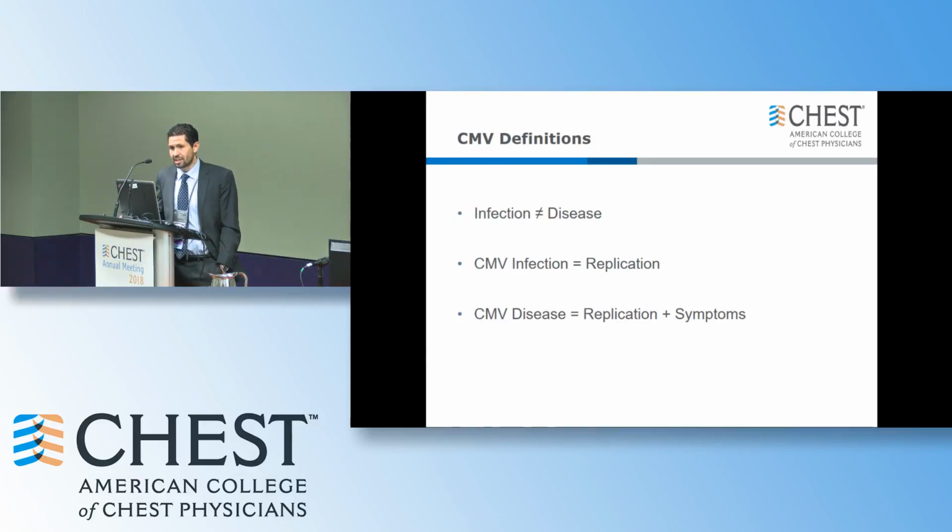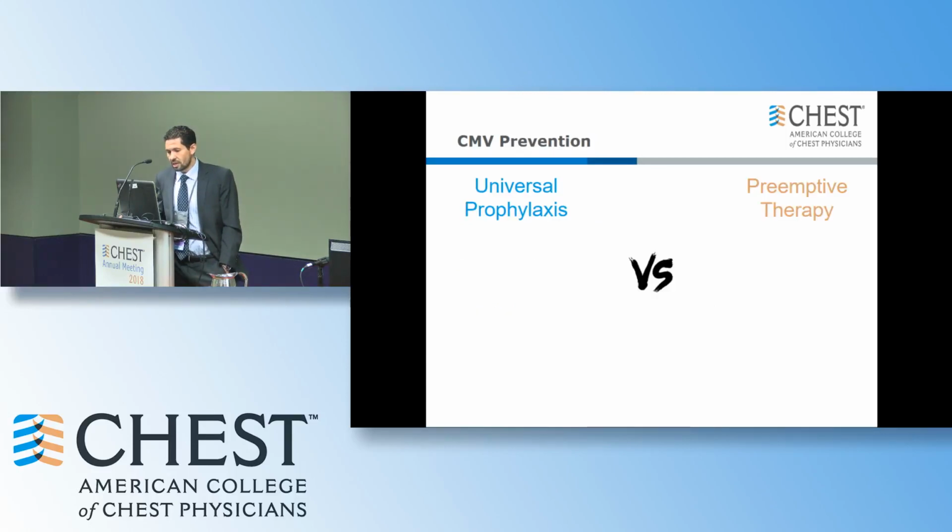Now, infection does not necessarily mean disease. It's important to note that. CMV infection is just defined as evidence of replication, whereas disease is evidence of replication plus attributable symptoms. In the transplant population, optimal CMV prevention after transplant can significantly improve outcomes. The two modalities that are used are universal prophylaxis versus preemptive therapy.